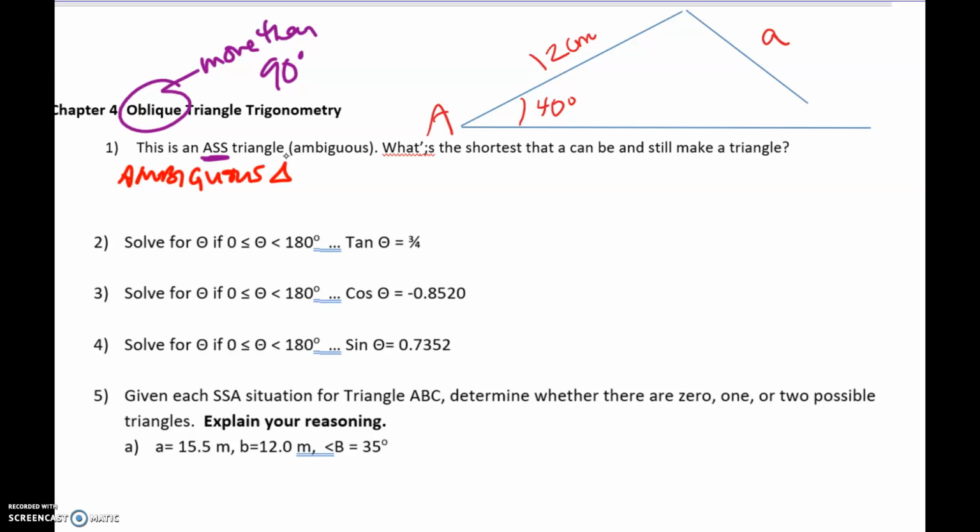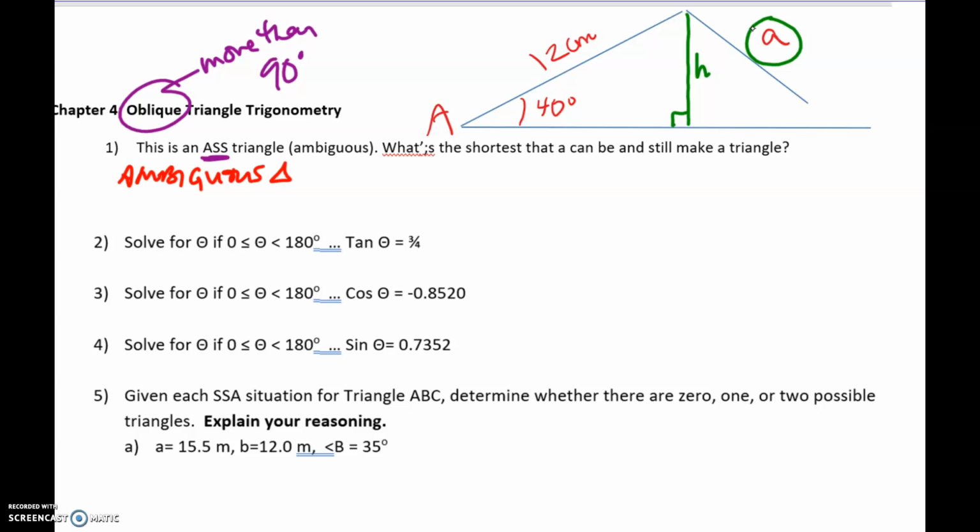Okay, the question is, in this triangle that's sloppily made on the top of the page, what is the shortest that side A can be? We know the shortest way to go anywhere is directly making a 90 degrees. So what we want to find is the height of that. That's the shortest possible that this side A can be.